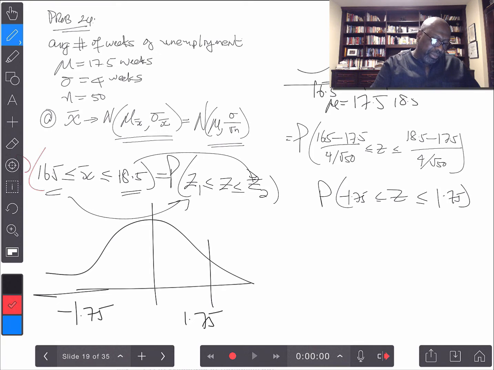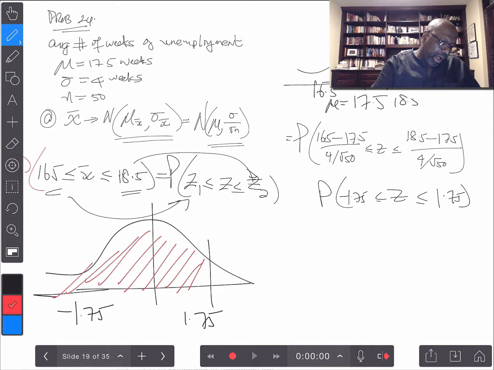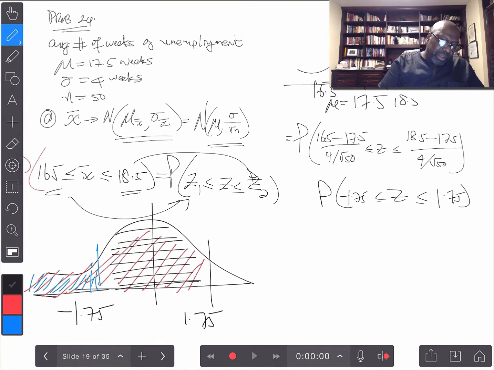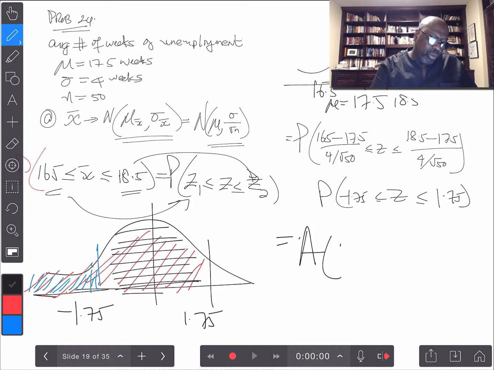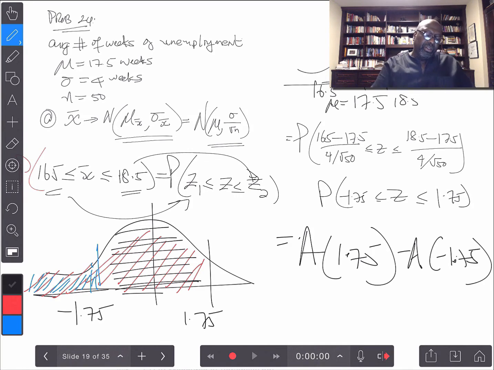The normal table will give you the cumulative values. So all of this for the 1.75, in blue, it will give you all of this for the negative 1.75. So how do I get what I'm looking for, which I'm now going to shade in black, which is being between those two values? I must subtract, so this will be equal to the area associated with 1.75 minus the area associated with negative 1.75. So that's how I would do that.